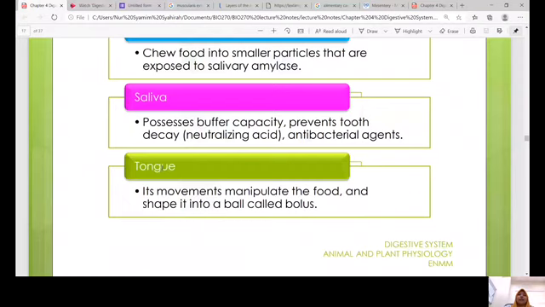And the last is the tongue. What is the function of our tongue in the digestive system? The tongue will manipulate the food. When we eat, the food is torn into small particles, and the tongue helps to form the food that we eat into a ball. This ball we call a bolus.